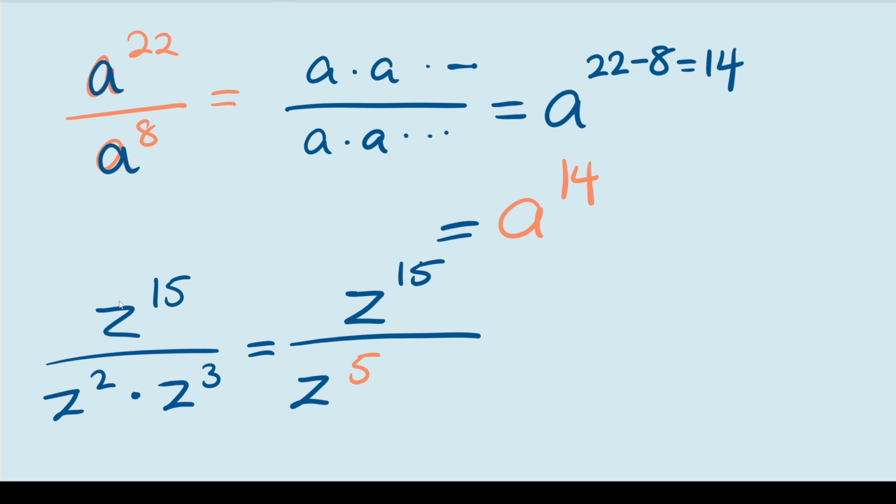Now we know how to do this. This is simply z to the 15th power over z to the 5th power. So we could rewrite that as this. And here, 15 minus 5 is equal to 10. So we could replace that with a 10. And there you go. That's the answer. So as you can see, this is a really handy trick for solving questions that involve both division and exponents.